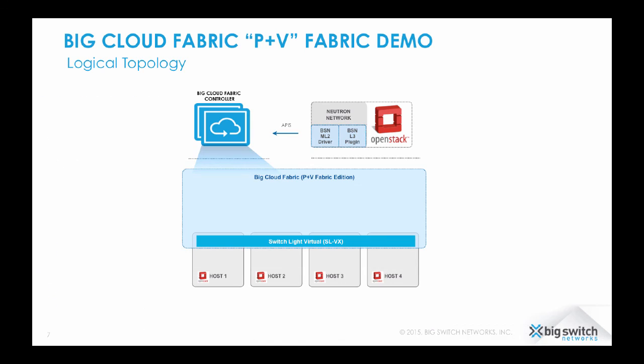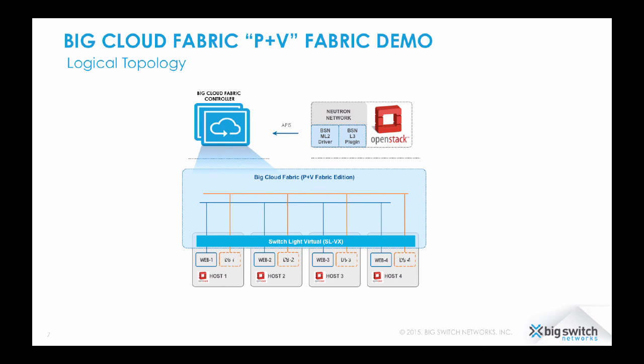In summary, Big Cloud Fabric P+V edition automates the fabric provisioning for layer 2 and layer 3 networking for OpenStack workloads, which includes the floating IP and NAT. And it also extends the visibility and troubleshooting tools into the switchlight virtual.